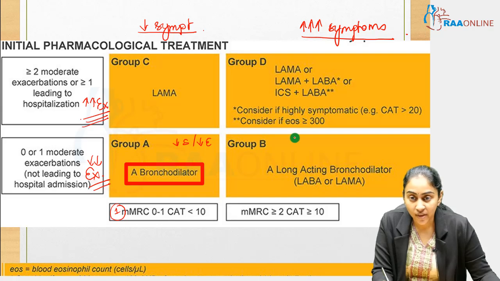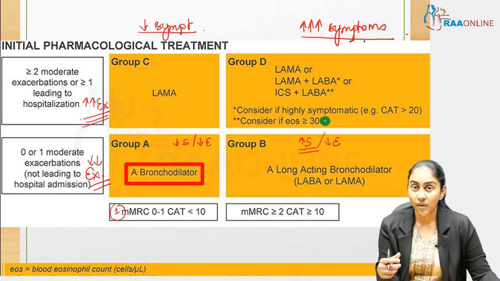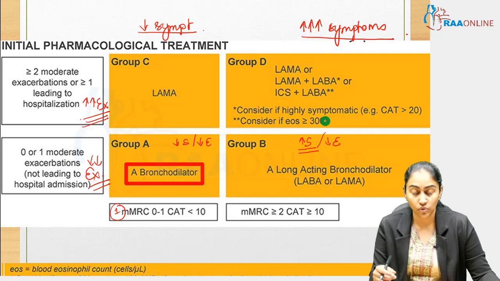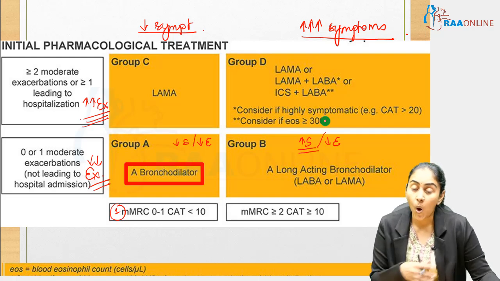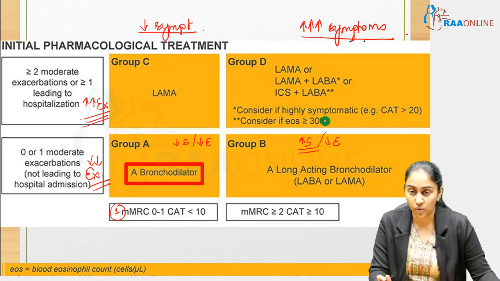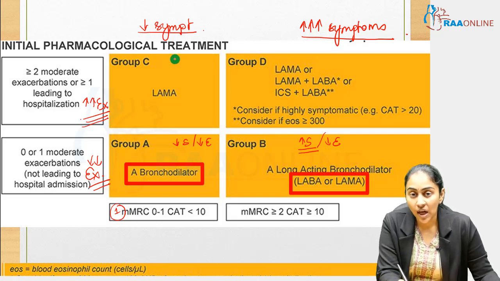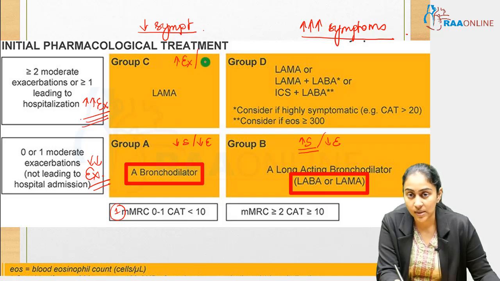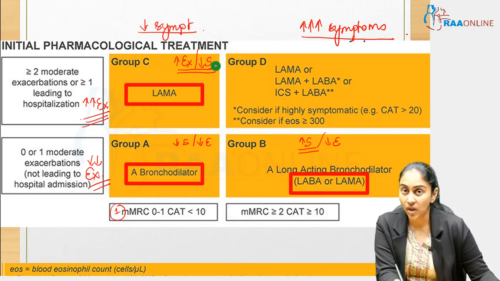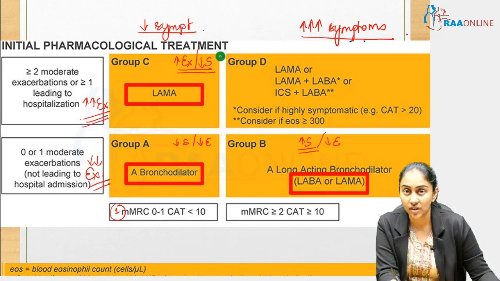Now, what about group B? Group B also has less exacerbations but has a lot of symptoms. So, these patients require something which is longer acting for the symptom control. You are going to give LABA or LAMA, any one long acting bronchodilator. Now, let us look at group C. Group C has a lot of exacerbations but relatively few symptoms. All these patients need to be on LAMA. LAMA is long-acting muscarinic antagonist. LABA is long-acting beta-2 agonist.